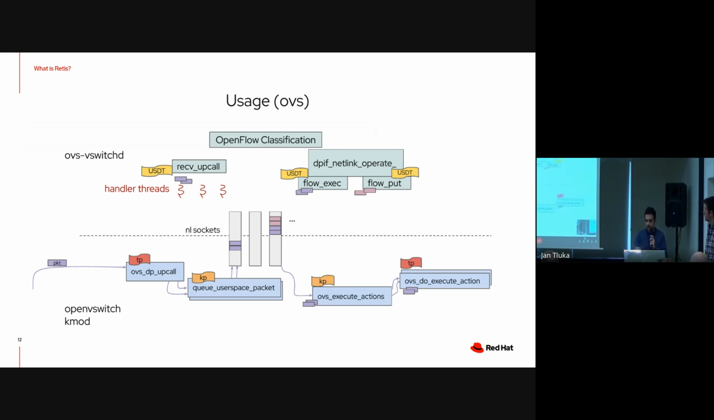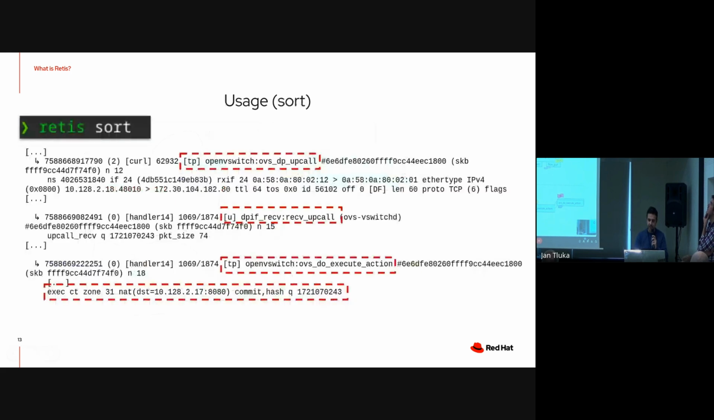This is essentially an overview of the points where Retis loads eBPF programs. As you can see, there are tracepoints, kprobes, USDTs. There are further probe points we are going to see with an additional option to Retis in the next slides.